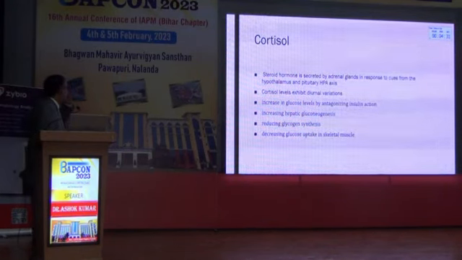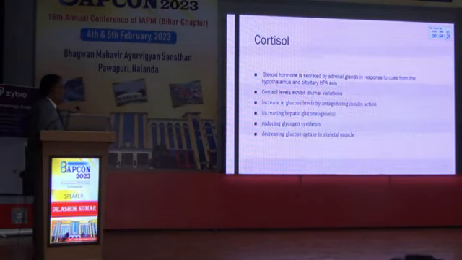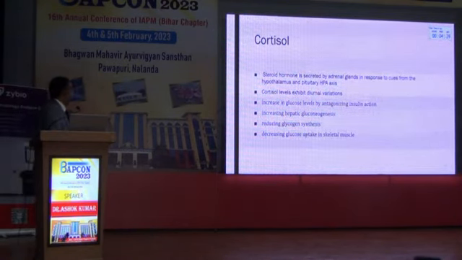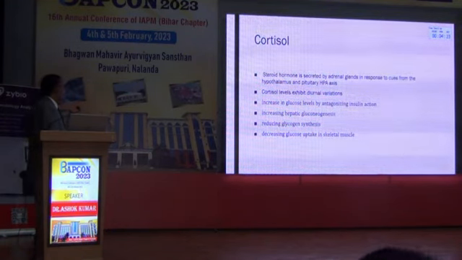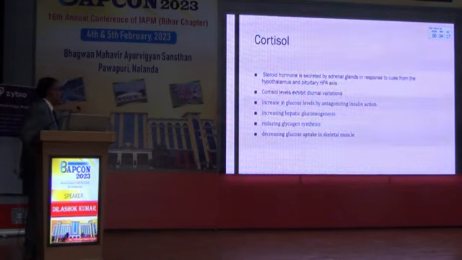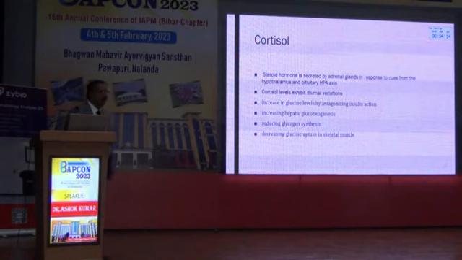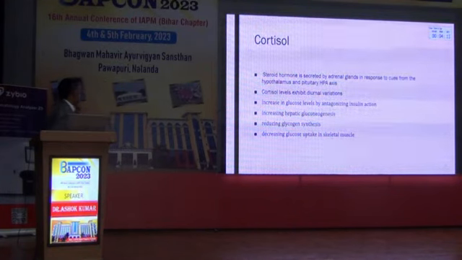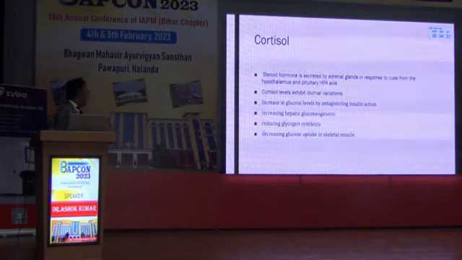Cortisol is a steroid hormone secreted by the adrenal glands in response to cues from the hypothalamus and pituitary, the HPA axis. It is higher in the morning and lower in the evening. It increases glucose level by antagonizing insulin action, increasing hepatic glucose output, reducing glycogen synthesis, and decreasing glucose uptake in skeletal muscle.